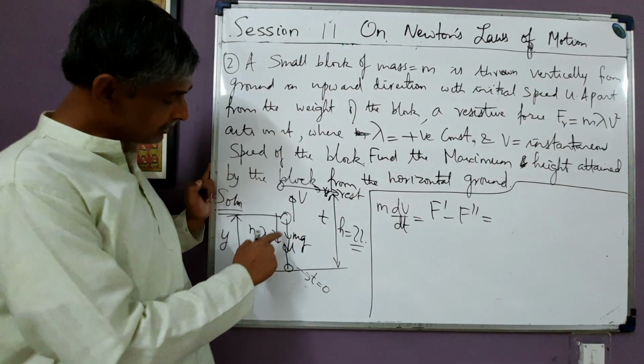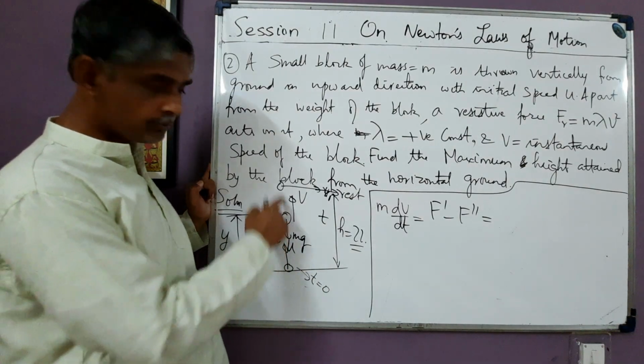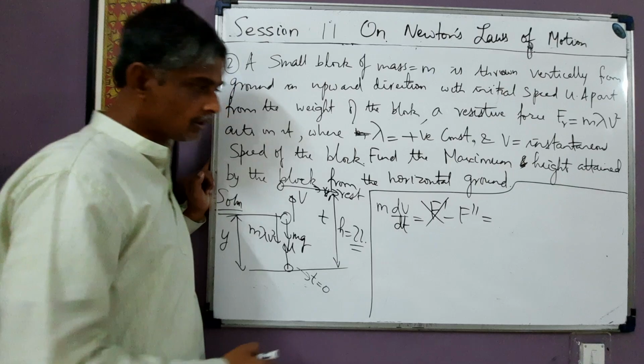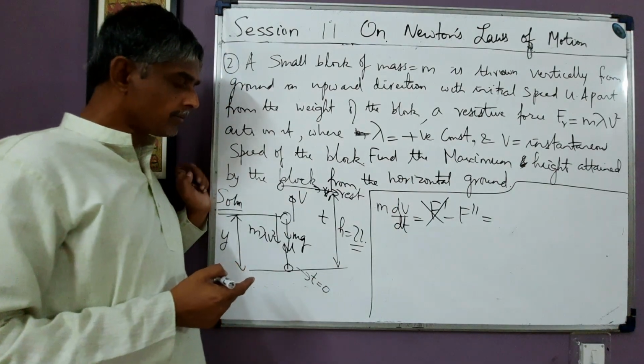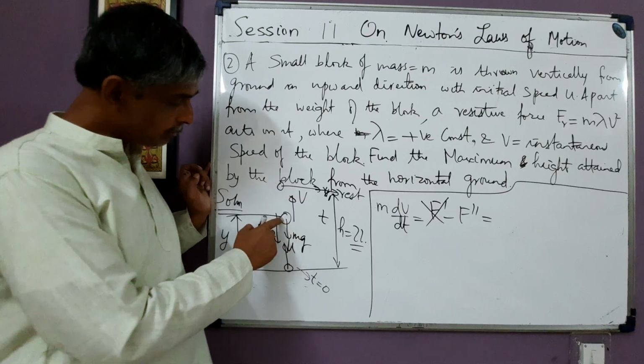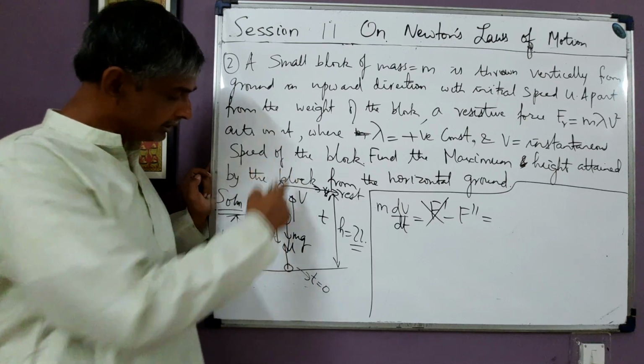There is no such force which makes an acute angle with the upward direction, so this term goes away. What is f double dash? F double dash is the sum of the magnitudes of components of those forces on the block which make an obtuse angle with the upward direction.